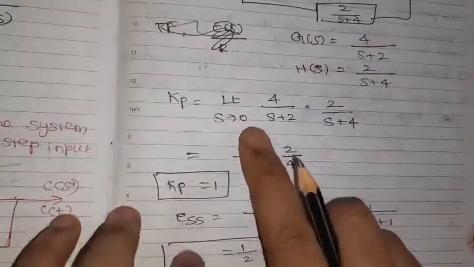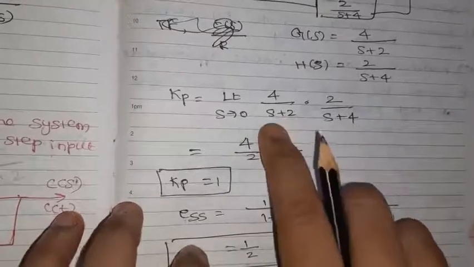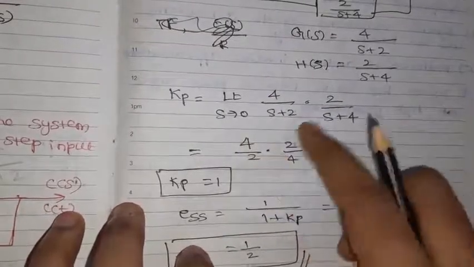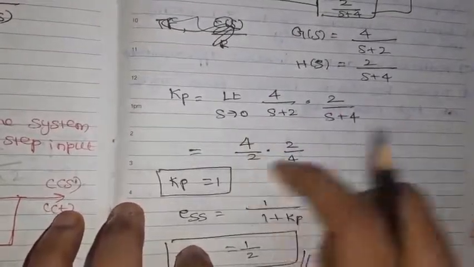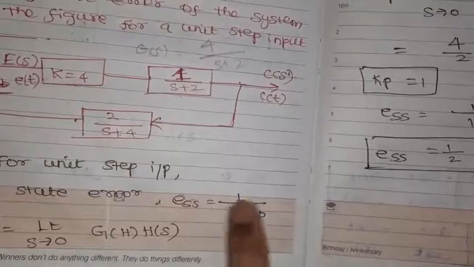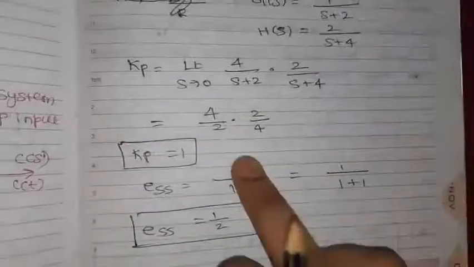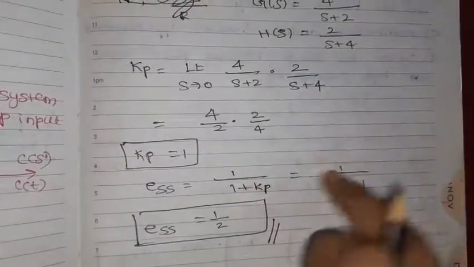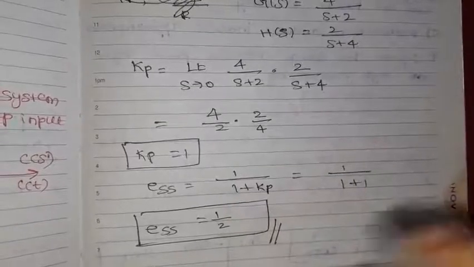Now substitute 0 in place of s. What we get? 4 by 2 into 2 by 4, right? 2 gets cancelled, all get cancelled, Kp value is 1. Now what is the steady state error formula? 1 by 1 plus Kp, which is equal to 1 by 1 plus 1, that is 1 by 2.